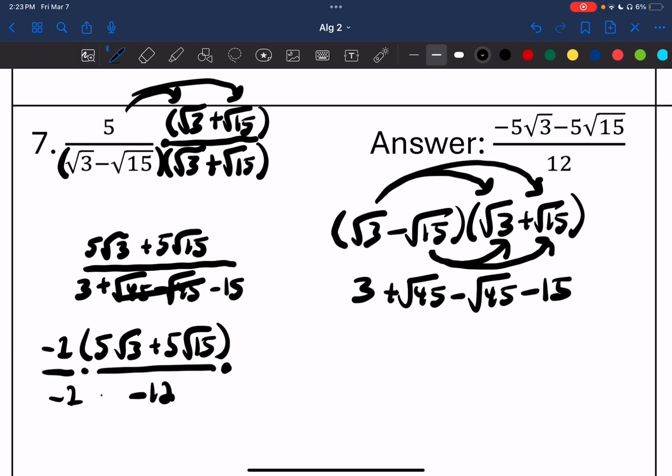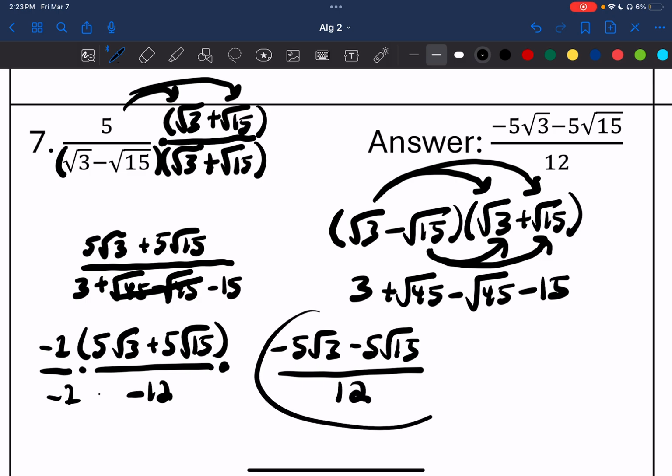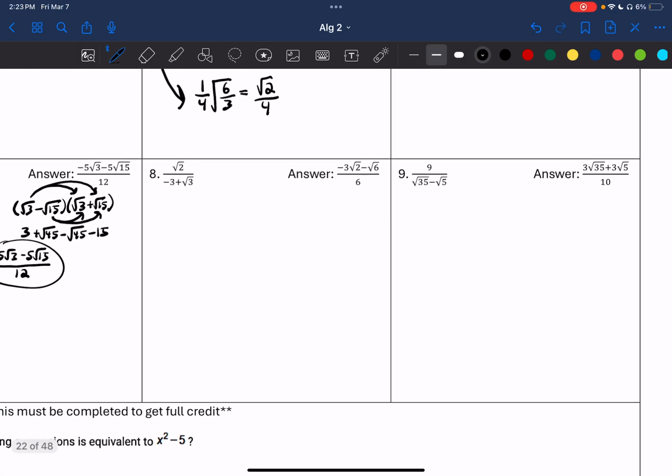On the numerator, negative 1 times 5 root 3, that's negative 5 root 3. Negative 1 times 5 root 15, well, that's negative 5 root 15. In the denominator, negative 1 times negative 12, that's positive 12. And there's your answer. All right, how many more of these do we got? 2, and then the bonus question.